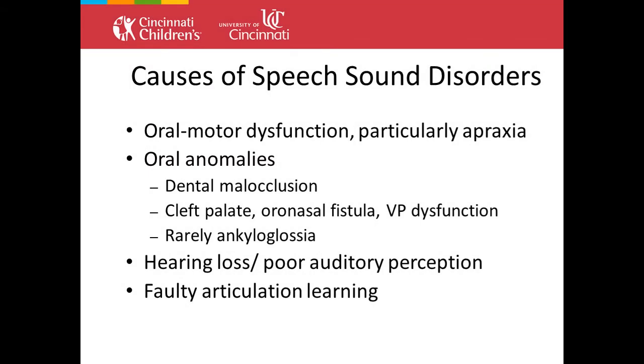There are various causes of speech sound disorders. Oral motor dysfunction, particularly apraxia, is a very common cause of speech disorders in the pediatric population. Various oral structural anomalies can also cause speech disorders. Dental malocclusion is one. If the malocclusion results in the tongue tip being forward or behind the alveolar ridge, this will affect articulation. A history of cleft palate, a fistula, or velopharyngeal dysfunction will affect articulation development. One thing of note is that ankyloglossia rarely affects speech, especially in English speakers.